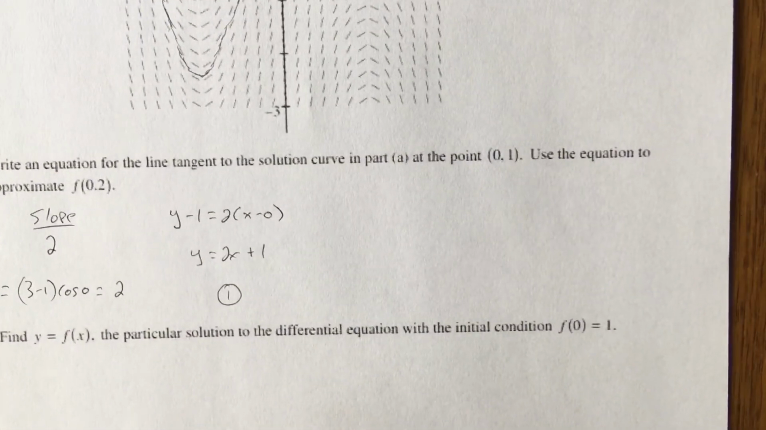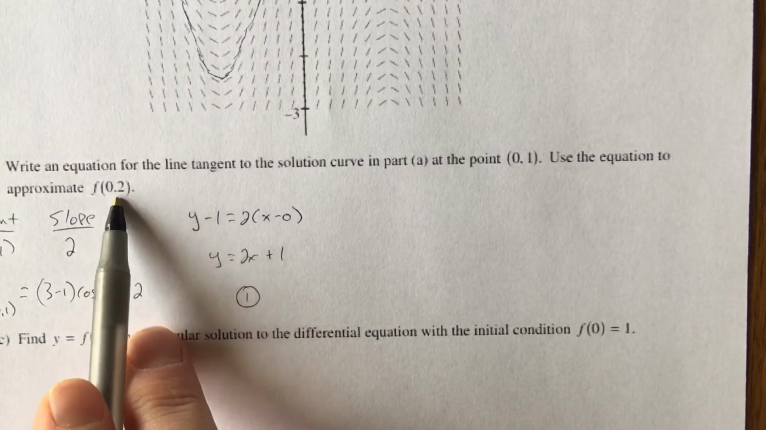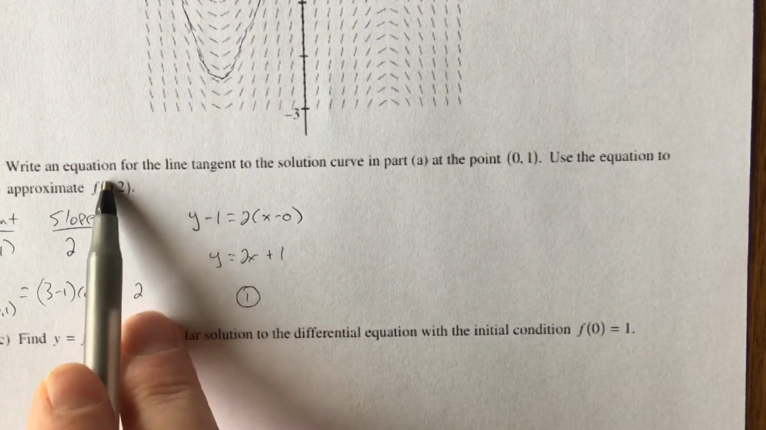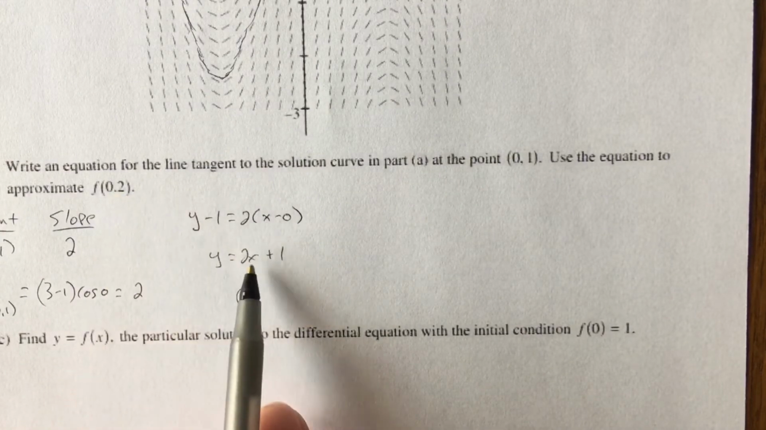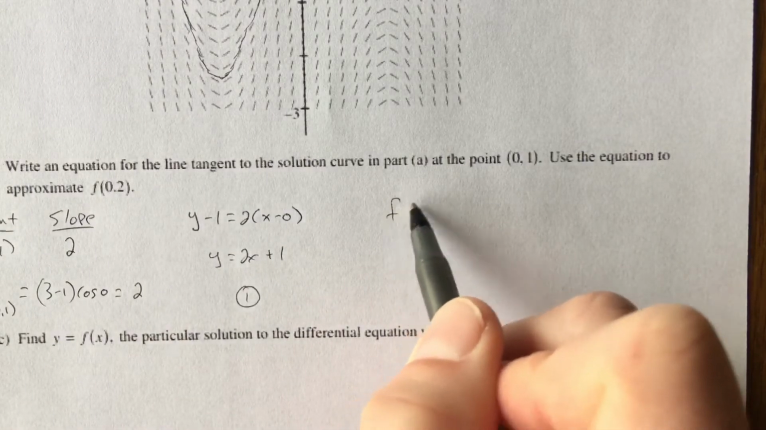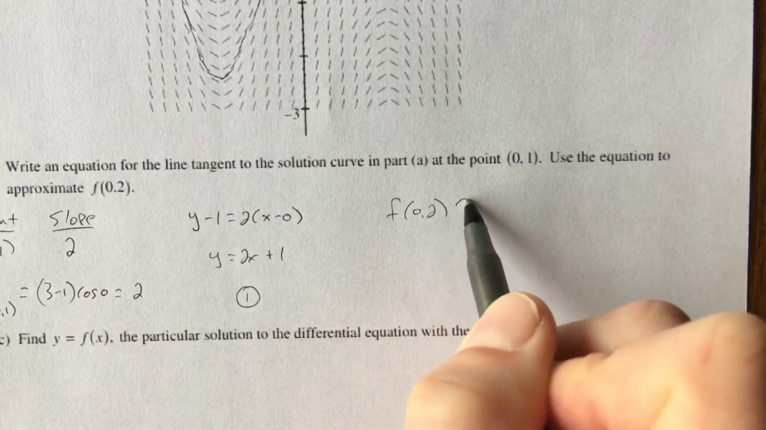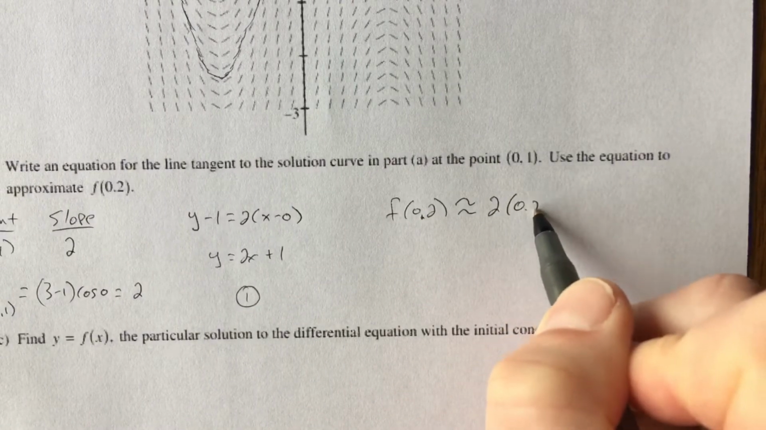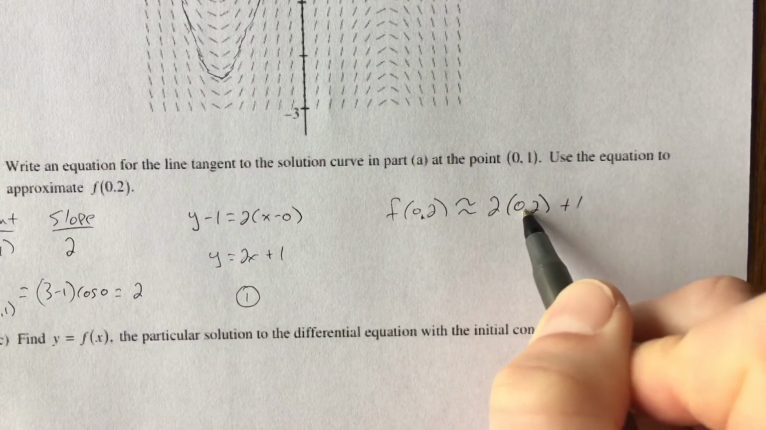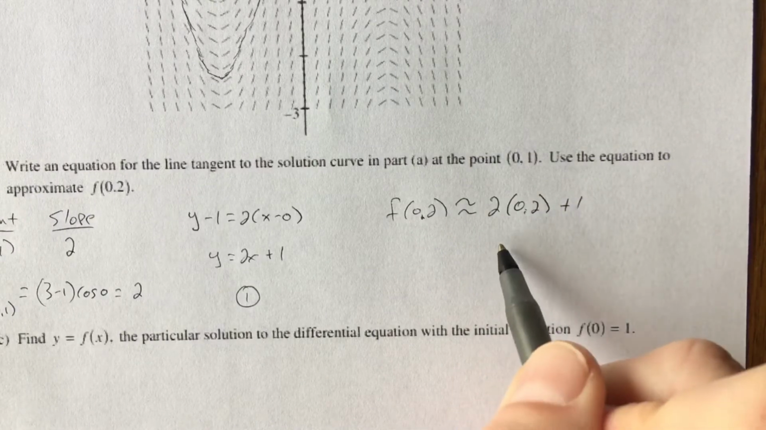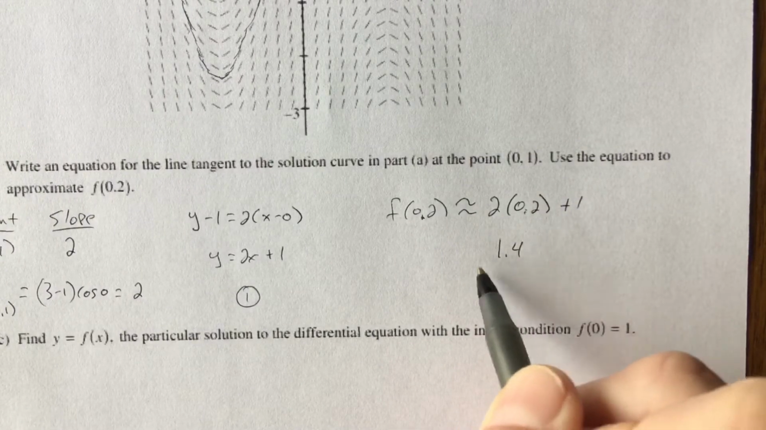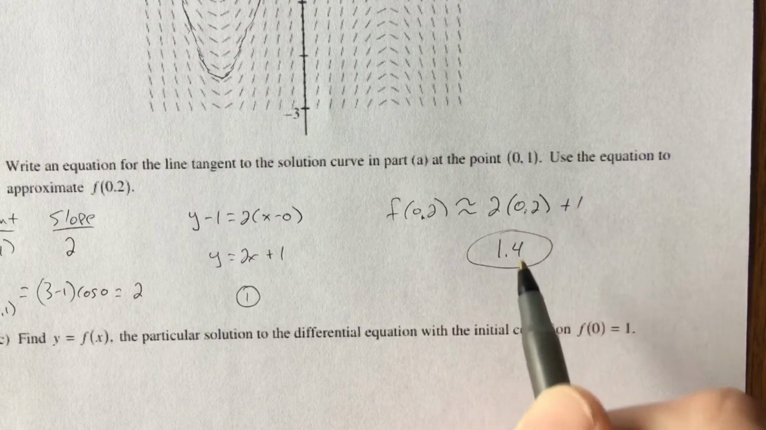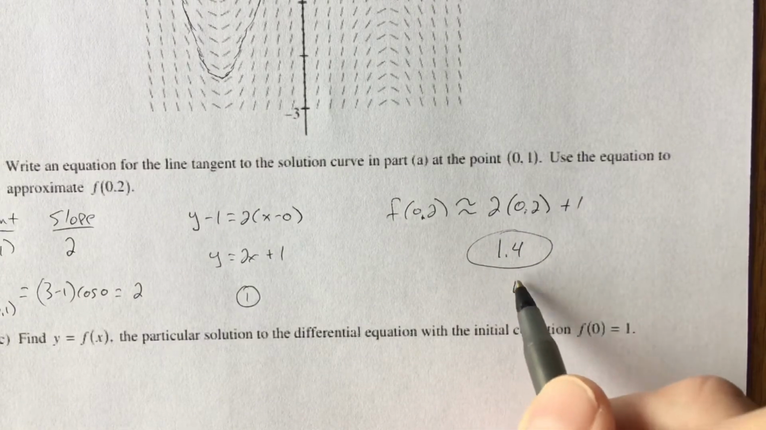Okay. Now they're asking us to use it to approximate f(0.2). So this is in the x spot, so we're going to put it in the x spot. So f(0.2) is approximately 2 times 0.2 plus 1. So this is 0.4 plus 1, so we get 1.4. That's our approximation. And if you had that, give yourself another point.